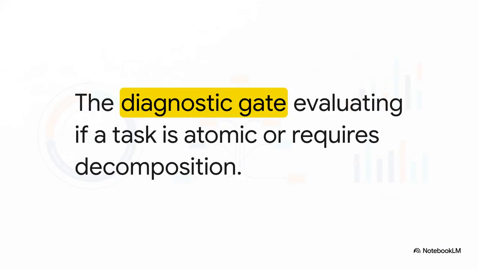First up, we have the Atomizer. Think of this as the initial diagnostic gate, kind of like a triage nurse. It takes a look at the incoming goal and spits out a simple Boolean classification. It's asking, is this task atomic? Meaning, can we knock this out in one step? Or does it need structural decomposition? And then it routes the instruction exactly where it needs to go.